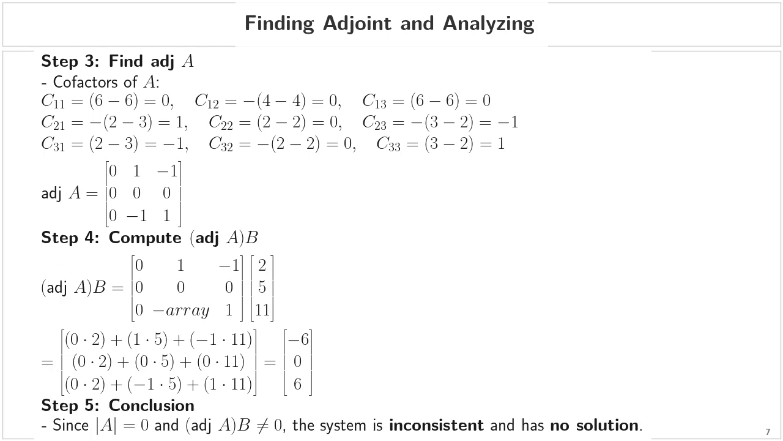Step 5. Finally, we reach our conclusion. We look back at the decision criteria we learned earlier. Since the determinant of A is 0, but the product of the adjoint of A and matrix B is not a 0 matrix, because it contains non-zero elements like negative 6 and 6, we can officially conclude that the system is inconsistent and has no solution. Now that we have established in the previous step that the determinant is 0, we proceed to the final calculations to determine the nature of our system.